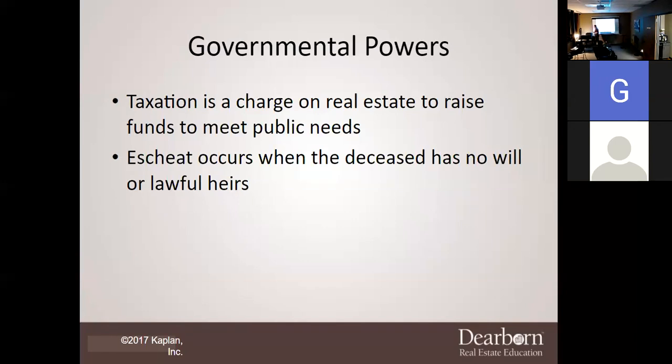Now, escheat, this is our last one. Escheat occurs when the deceased has no will or no lawful heirs. So, example here, Miss Linda is a single mother. She has one child, and she has no other family, none. She has no will, and she and her child are driving down the road one day, and wham, they both die. Here's the problem. Miss Linda has a house that's paid off, 2 cars, and let's say $50,000 in the bank that she saved.